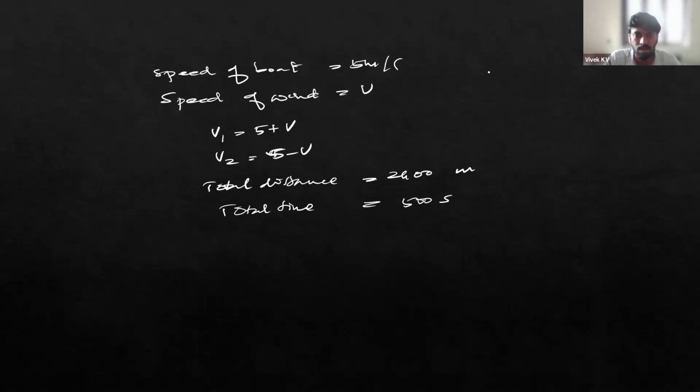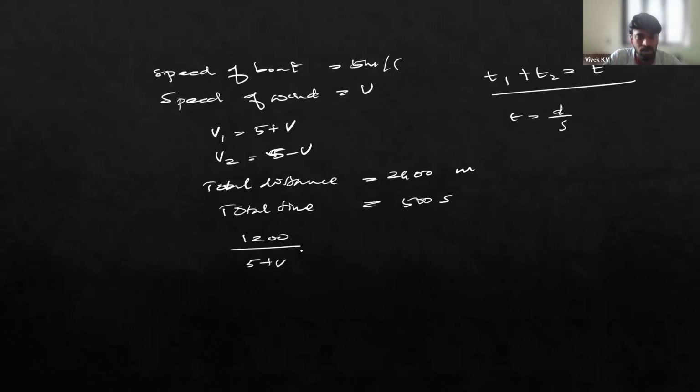So if T1 is the time taken for one leg and T2 is for the other, then T1 plus T2 will give the total time T, right? Time is nothing but distance upon speed. So on substituting, one way distance is 1200 and speed is 5 plus v, plus the return distance is also 1200 with speed 5 minus v, and that is equal to the total time 500 seconds. We have to solve this equation to find v.